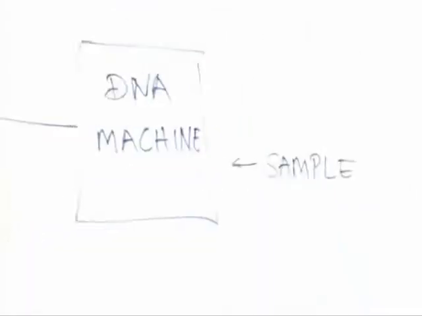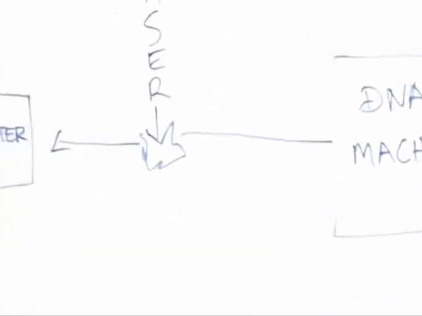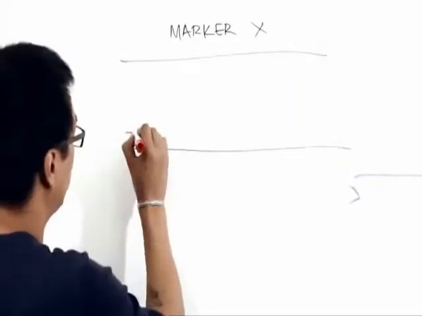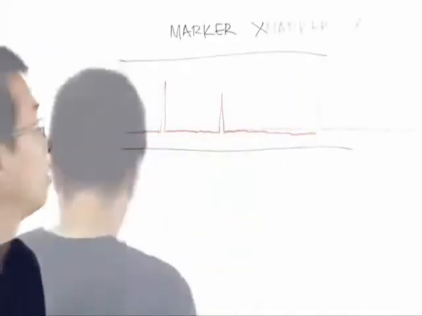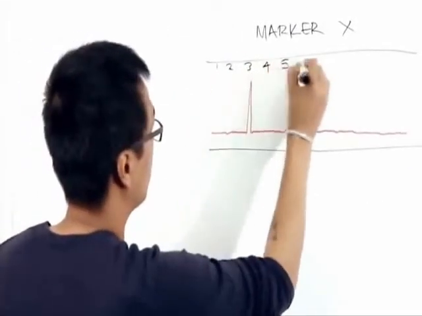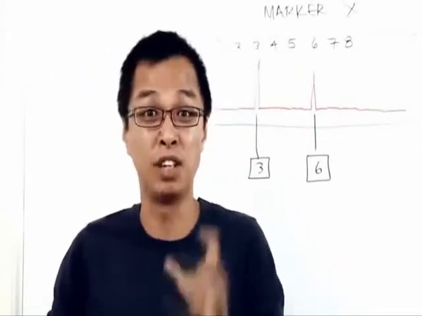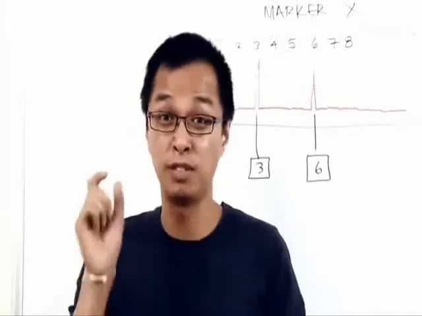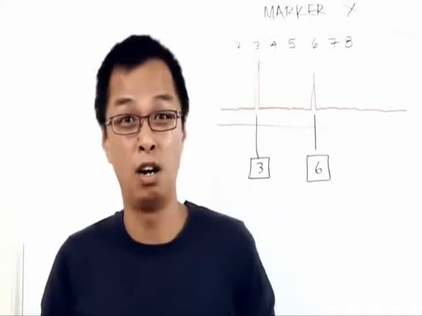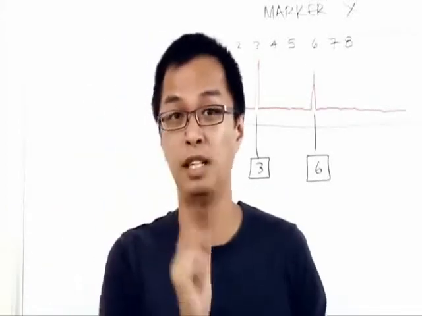Sample goes into a machine, results are read by a laser after going through a capillary tube, and are interpreted by a computer. So the laser in the machine measures which markers are present and how much amplified DNA we have. The markers in forensic STR testing are different because of their lengths, and their lengths are different because of the number of tandem repeats, and tandem repeats are repeated sequences in the DNA strand.